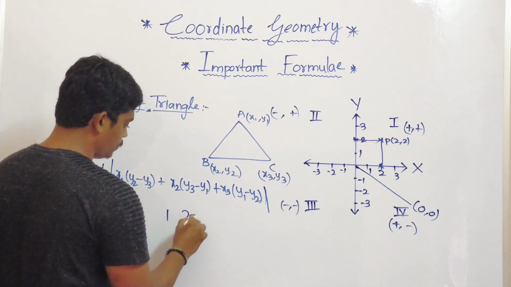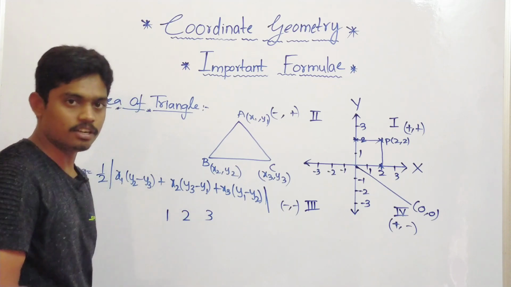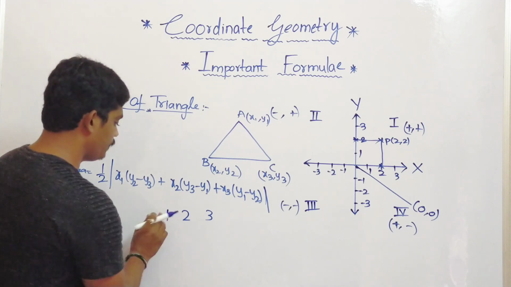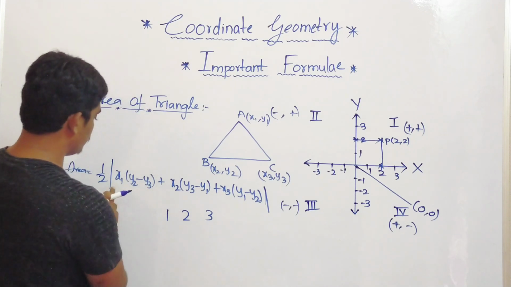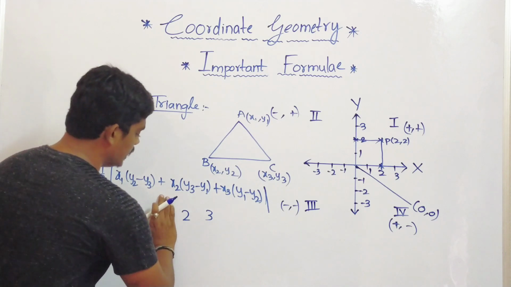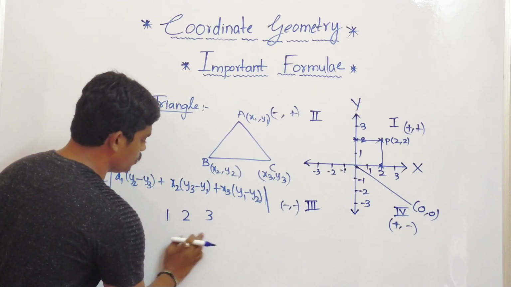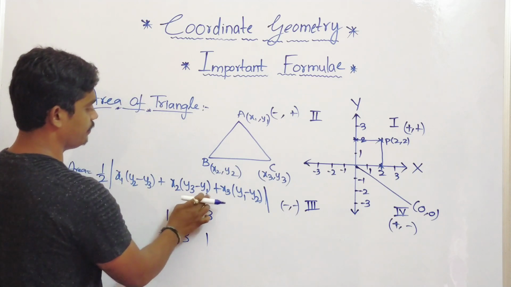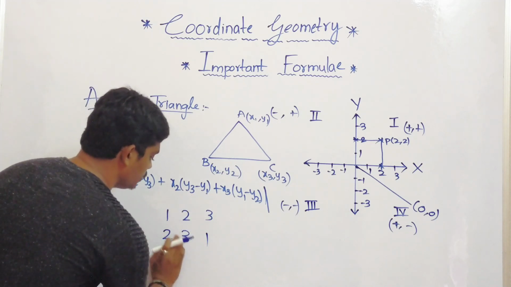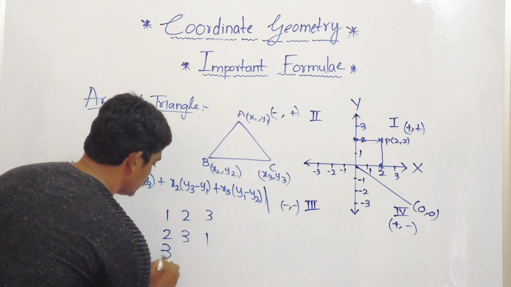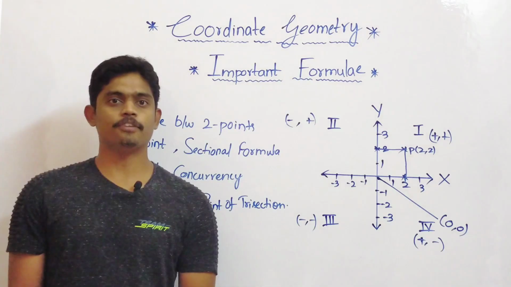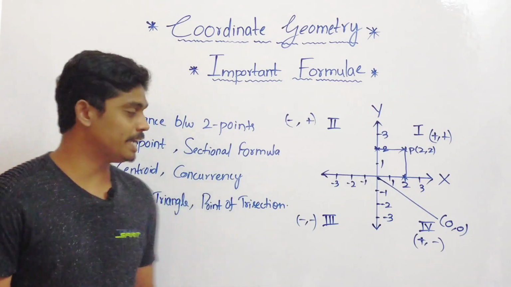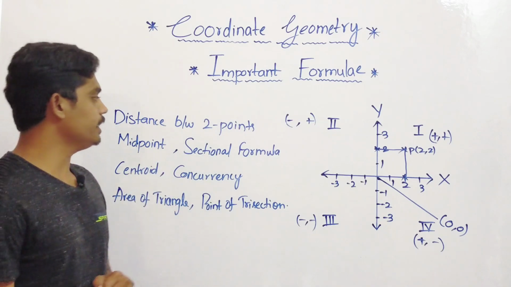See, now let us write 1, 2, 3. This is the order of occurring of numbers. So first, this is the order: 1, 2, 3. After that, leave 1. What you see is 2, 3, then after that 1. See, 2, 3, 1. Leave 2 again. What you see is 3, 1, then 2. 3, 1, 2. So friends, these are some important concepts and important formulae of coordinate geometry.